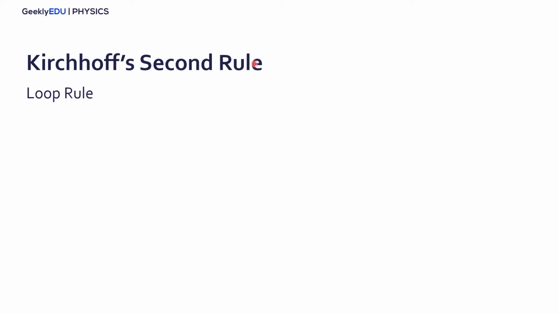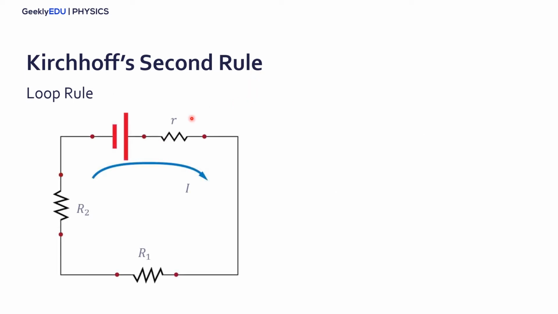Alright, now let's take a look at the loop rule. Let's consider this circuit here. We have a battery with an internal resistance, okay? And two other resistances here, R1 and R2.